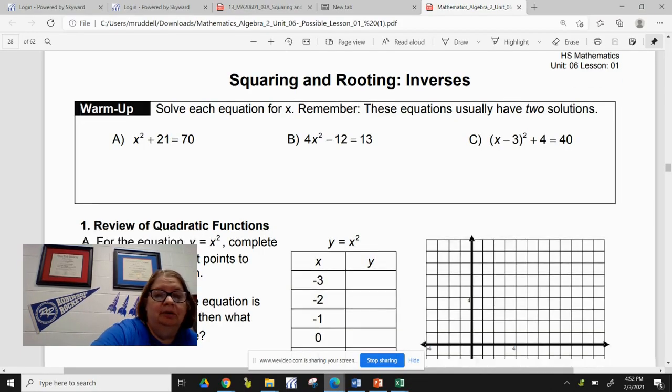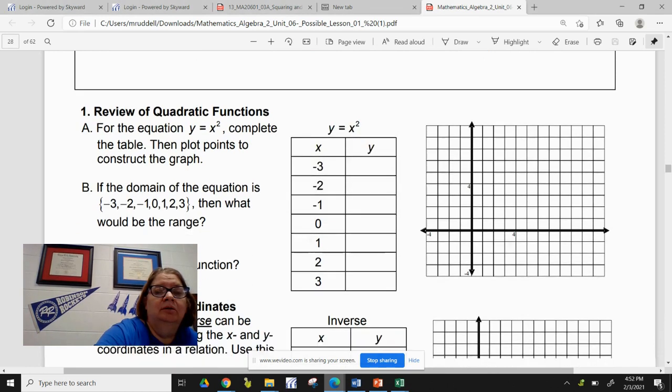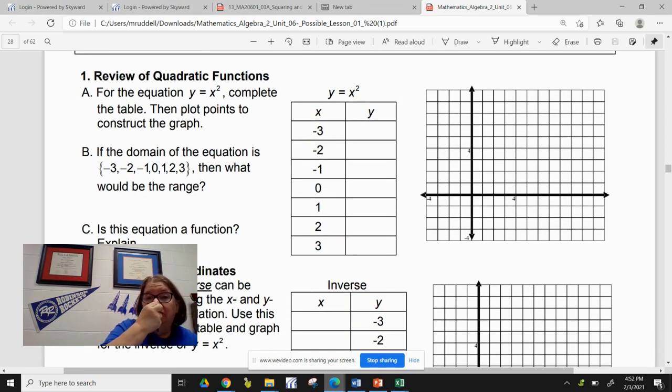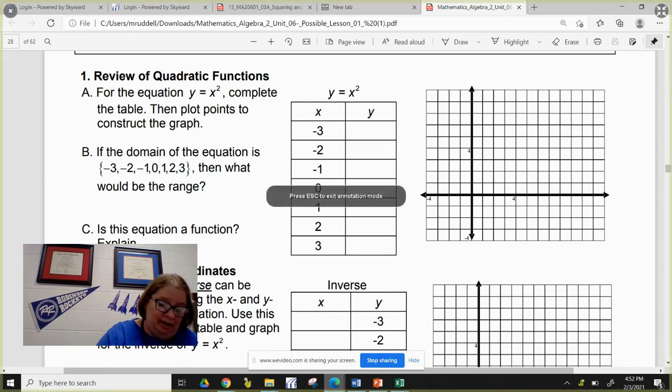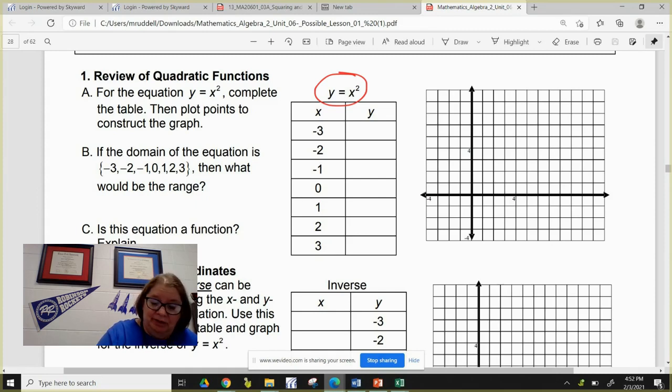Now, let's keep going, and let's go back to your paper. This says a review of quadratic functions. You'll find out in a minute why we're doing some review of quadratics. It says, for the equation y equals x squared, complete the table, then plot the points to construct the graph. This is y equals x squared. That's our equation. So we take each x and we're going to square it. Negative 3 squared is 9. Negative 2 squared is 4. Negative 1 squared is 1. 0 squared is 0. 1 squared, 2 squared, 3 squared.